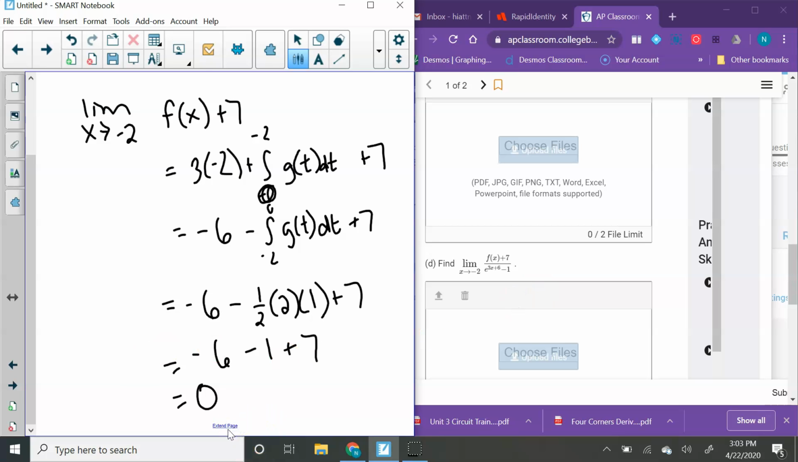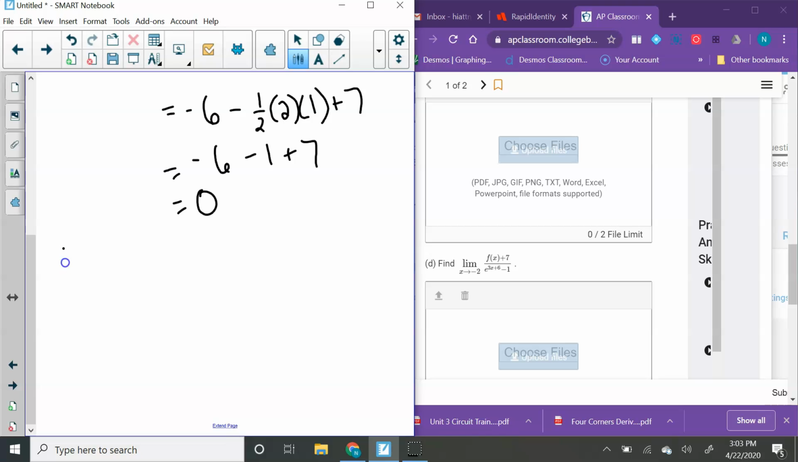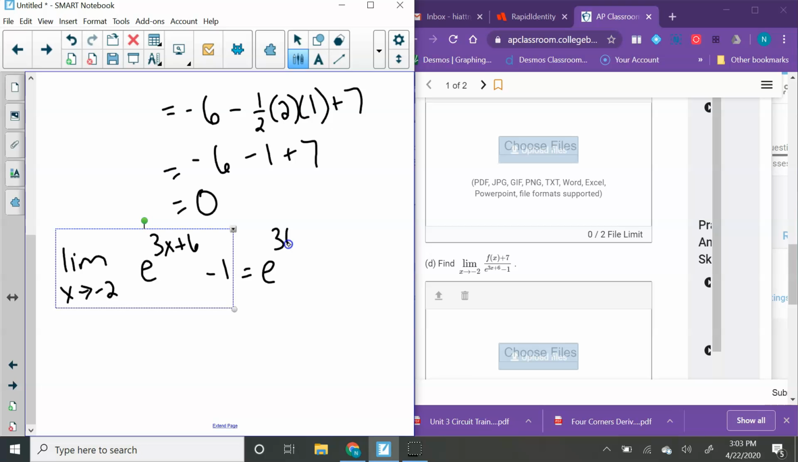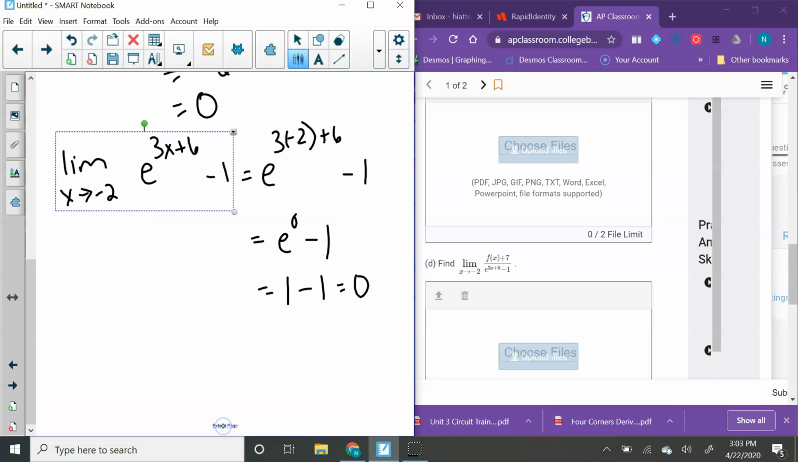So we would do the limit as x approaches negative 2 of e to the 3x plus 6 minus 1. And so that would be e to the 3 times negative 2 plus 6 minus 1. And 3 times negative 2 is negative 6, plus 6 is 0, so you've got e to the 0 minus 1. E to the 0 is 1, so 1 minus 1 equals 0. So we have shown that the limit of both the numerator and the denominator equals 0. That must be done in order to apply L'Hopital's rule.